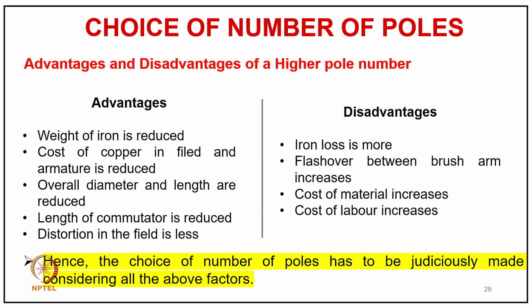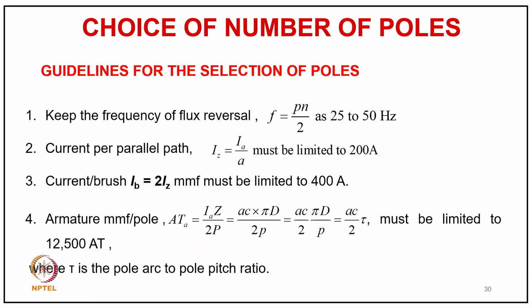So now coming to the advantages and disadvantages of a higher number of poles. Advantages are: weight of iron is reduced, cost of the copper in the field and armature is reduced, overall diameter and length are reduced, length of commutator is reduced, and distortion in the field is also less. And disadvantages: iron loss is more, flashover between the brush arms increases, cost of material increases, cost of labor also increases. Hence, the choice of number of poles has to be judiciously made considering all these factors.